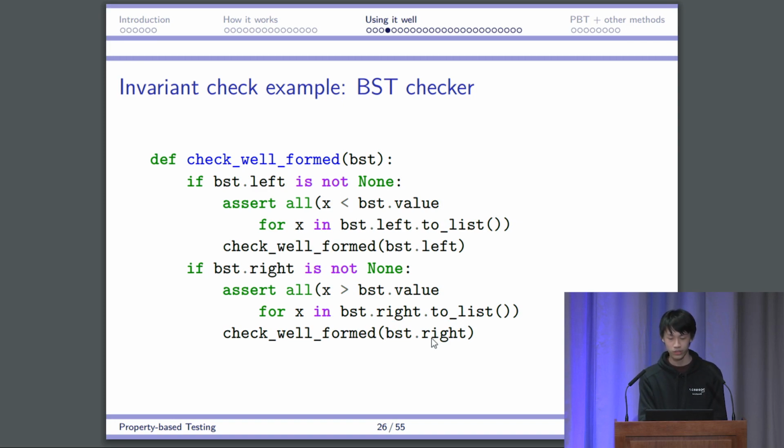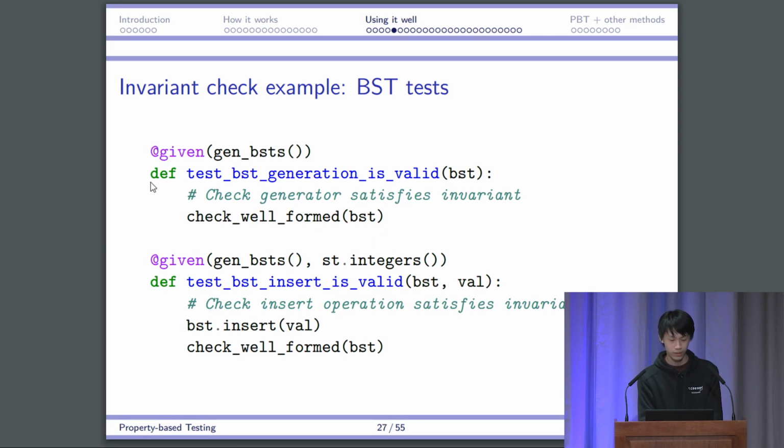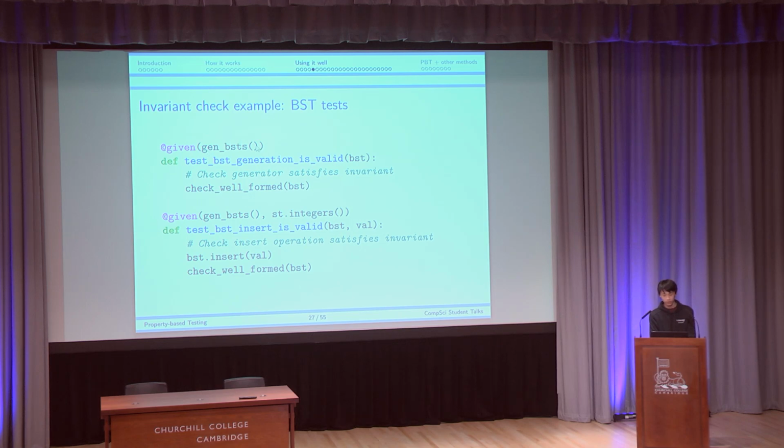Okay, so now we have this invariant checker. How can we use it? Here are two property-based tests that I can do. The first one just generates a binary search tree. It tells Hypothesis that I want a binary search tree, and then for each binary search tree that it generates, I check if it's well formed. This might seem like a pretty redundant test, but it essentially allows us to test the generator and make sure that whatever generator we're using, it's not generating invalid binary search trees.